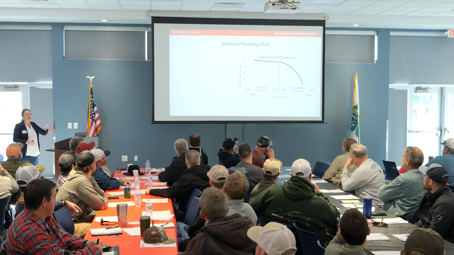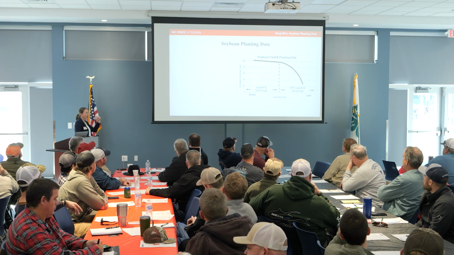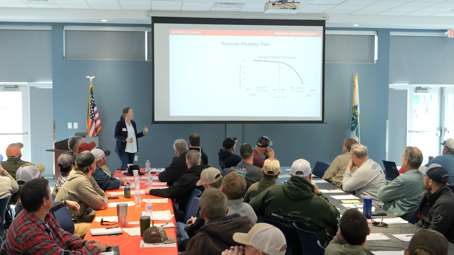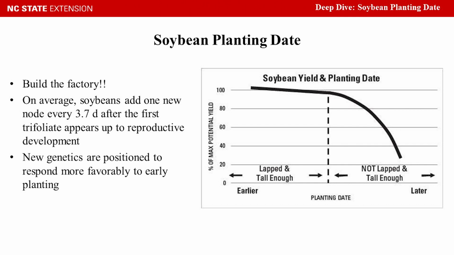This is one of Dr. Dunphy's. He's always talking about how we want to get the soybeans to lap the middles. And I'll say that, and my colleagues in other parts of the U.S. are like, what are you talking about? I'm like, essentially, you want the beans to be at canopy closure. And if you don't get there, then you're going to lose yield.